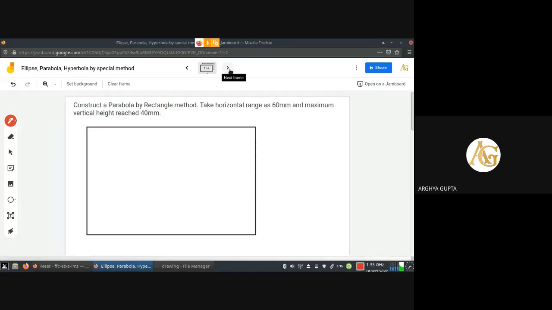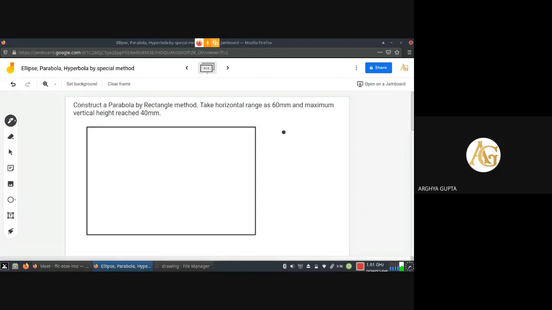We have to construct a parabola by the rectangle method. Take horizontal range as 60 mm and maximum height reached as 40 mm. Now I can say here that instead of mm, these distances can be given as meter or anything. If they are given as 60 meter and 40 meter, then you have to convert that meter into some suitable scale to mm.